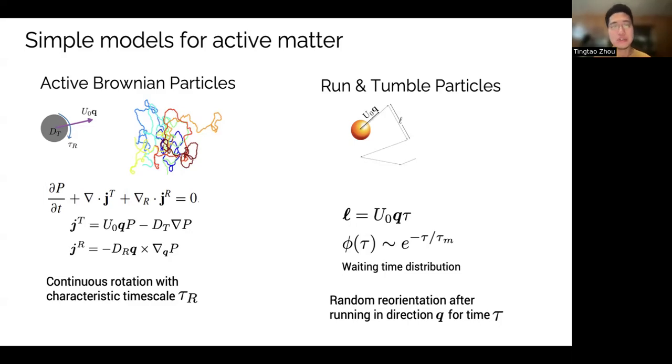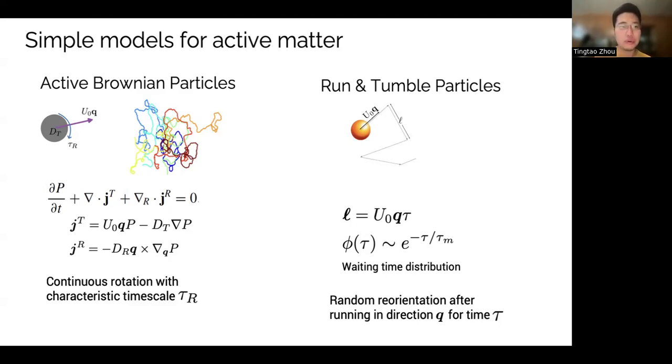And as you can imagine, although these two models are different at the microscopic level, at the macroscopic level, the long time behavior, both of them are going to converge to Gaussian behavior. So here for the run tumble particles, the waiting time distribution, we explicitly specify that to be an exponential distribution, right? So it's very straightforward to see.